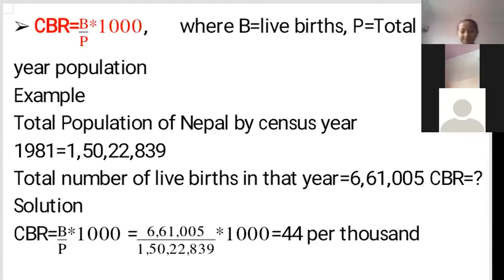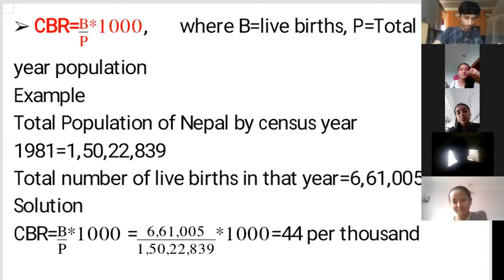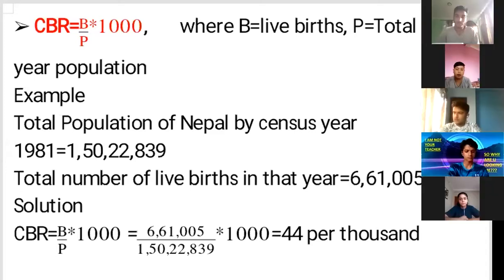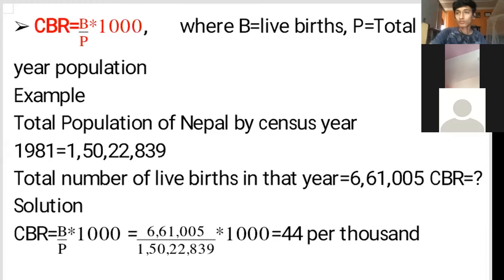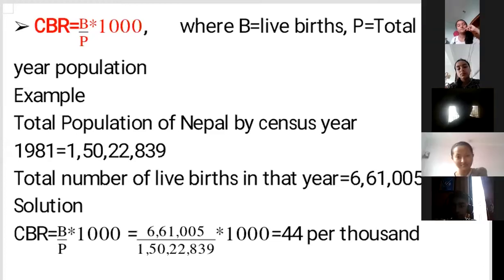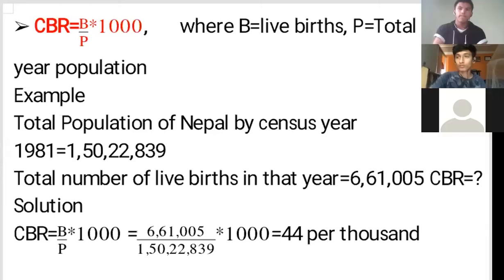CBR equals B by P multiplied by 1000. And once again, now we have to calculate. The solution is there. My dear students, before calculating, you can mention the given: total population is given here, total births given 6,61,005. Now by using the formula, CBR equals B by P multiplied by 1000. What's the meaning of B? Births. What's the total number of births in 1981? 6,61,005.